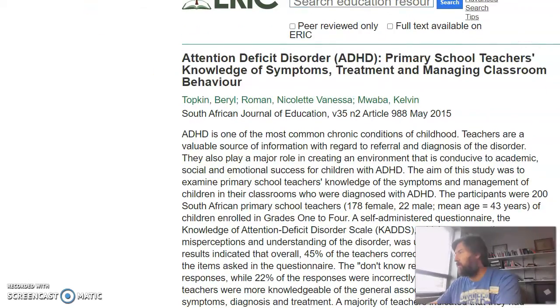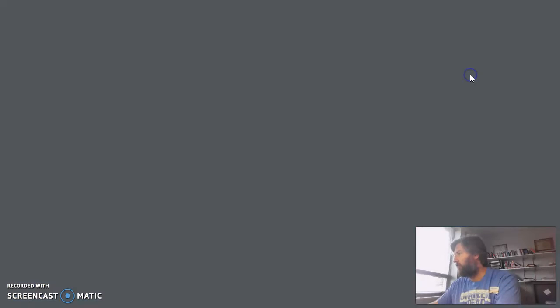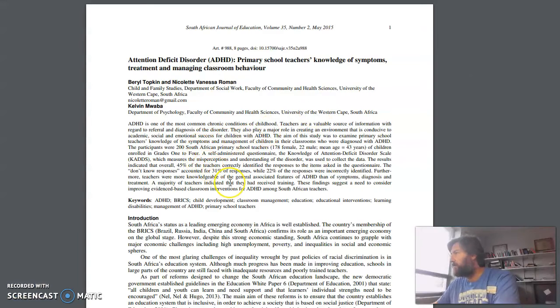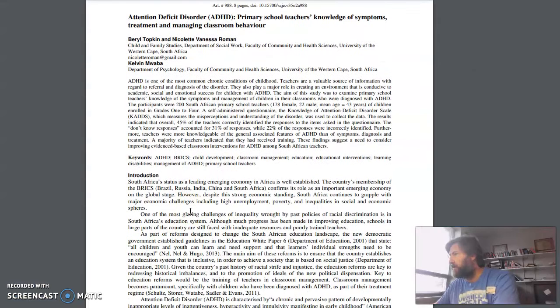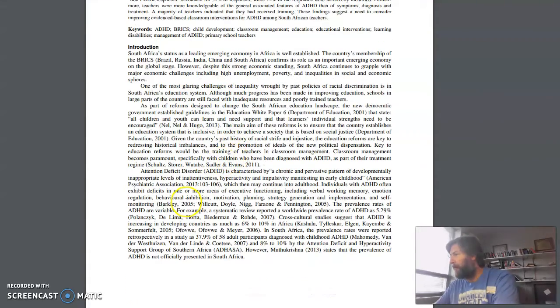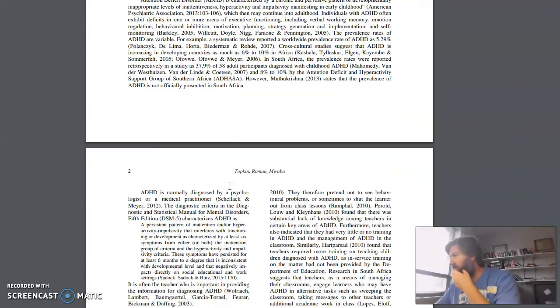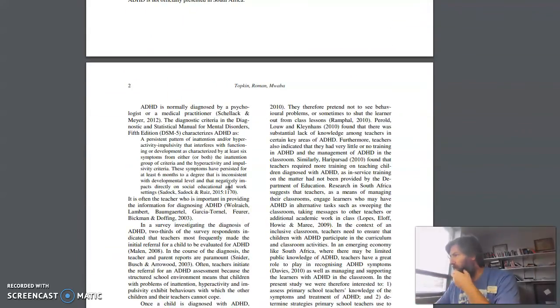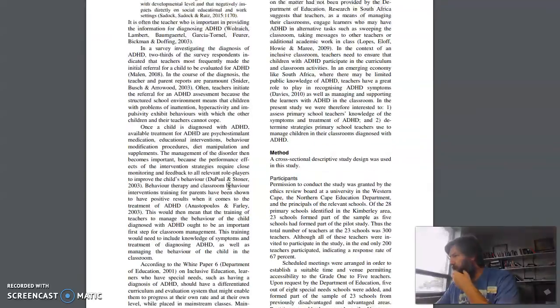Okay, it doesn't have the... oh, here, kind of off screen for you, but download full text. Okay, so this is 8 pages. It's talking about South Africa. I can assume this is probably like challenges that South Africa faces with ADHD in schools and education.